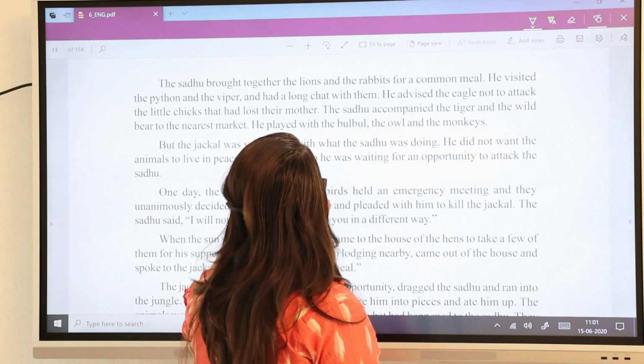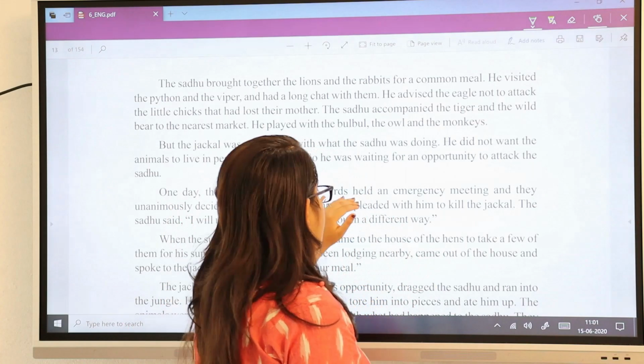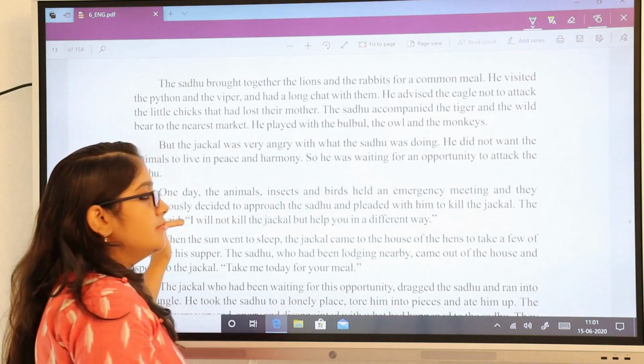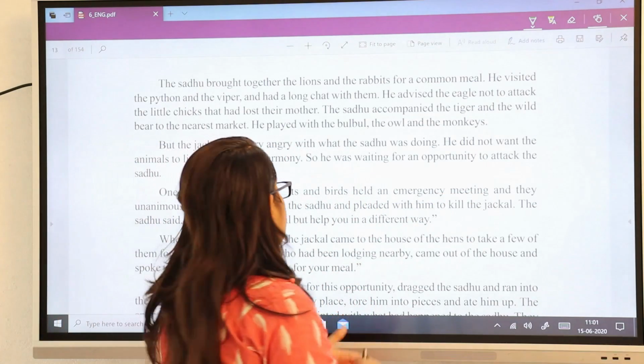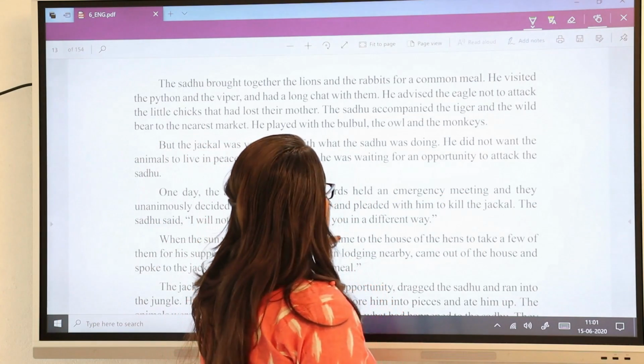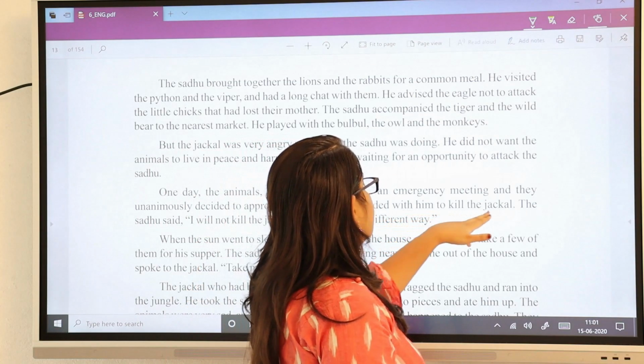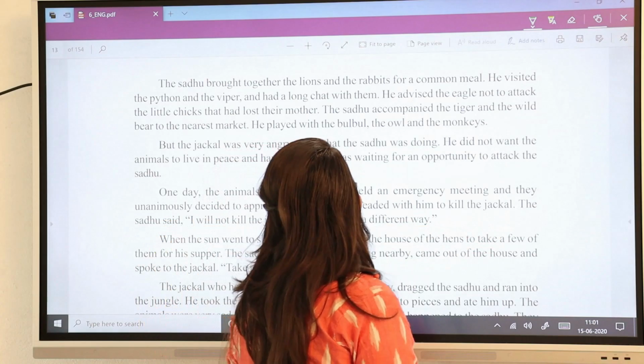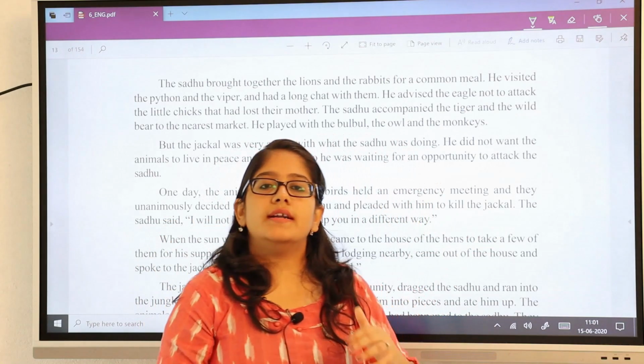One day, the animals, insects, and birds held an emergency meeting, and they unanimously, means unitedly together, decided to approach the Sadhu and pleaded with him to kill the jackal. The Sadhu said, I will not kill the jackal but help you in a different way. So what did the animals do?